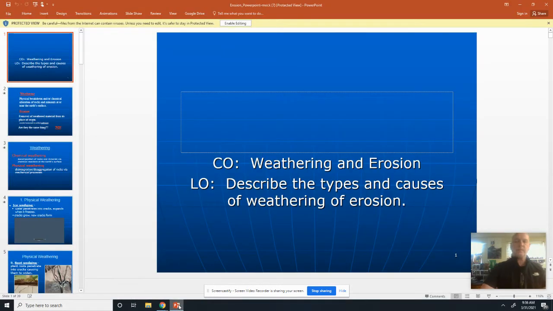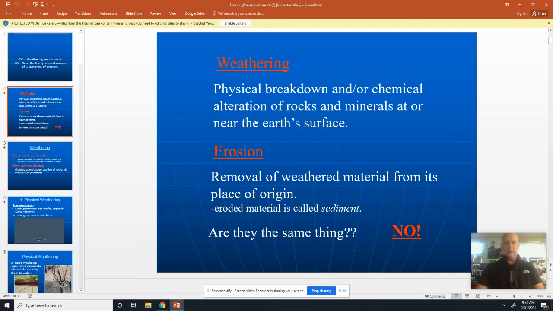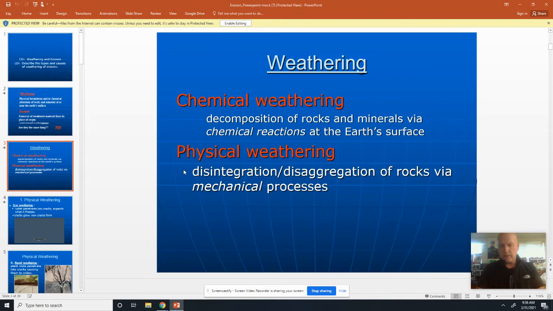Okay. So if you open this up, you'll see the content objective and the learning objective. But if you start going through here, you'll learn the differences between weathering and erosion. Weathering is the physical breakdown, and the erosion is the physical removal from its original place of origin. You have different types of weathering. You have chemical and physical.